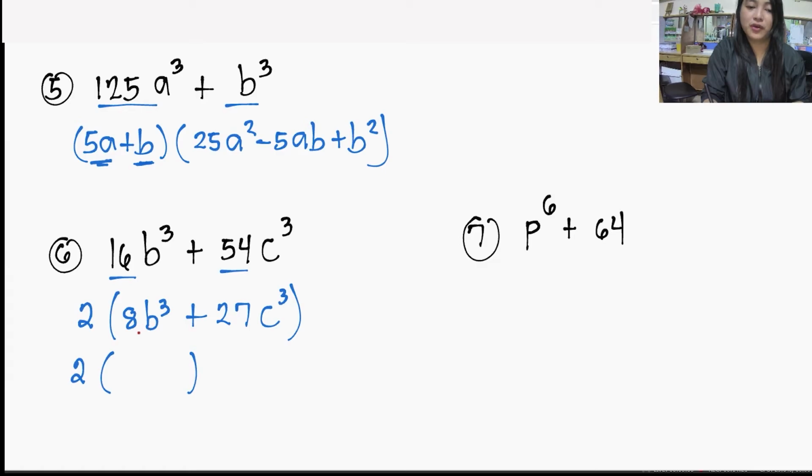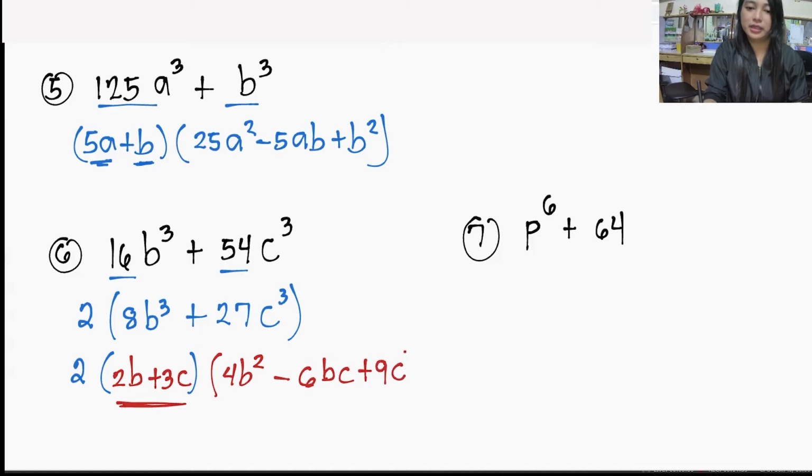Get the cube root of 8b cubed, that will give us 2b. Alright, next, 27c cubed, that will give us 3c. Finally, basing on our answer here, we can find the second factor. So 2b squared is 4b squared. Negative product of 2b and 3c, that would be negative 6bc, and lastly the square of 3c, that would be 9c squared.